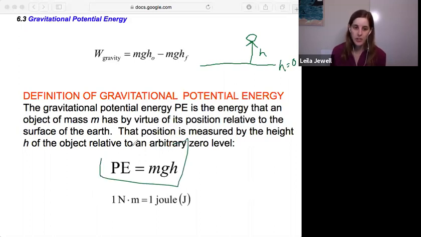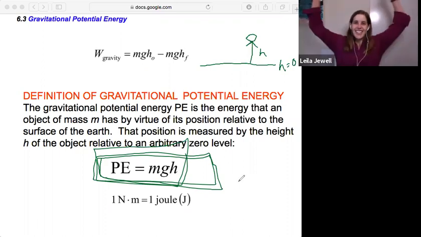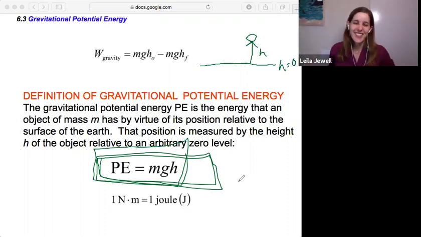This is another equation that pops up very frequently, so it's another good one to lock into your crib sheet, your memory, all of the above. If we check the units of it, mg is a force, so that will have units of newtons, times h, that's a distance, that's going to have units of meters. So newtons times meters, what unit does that give us? The joule! So once again, this is an energy, and so it has units of joules.